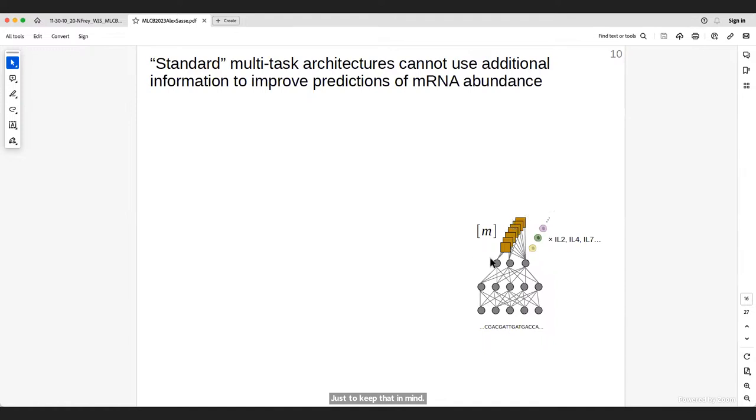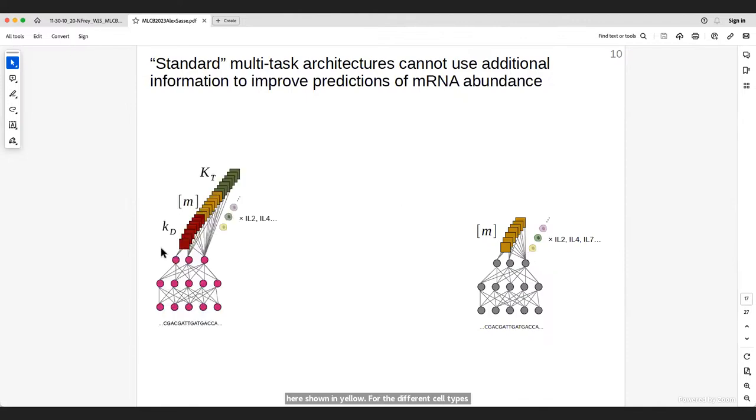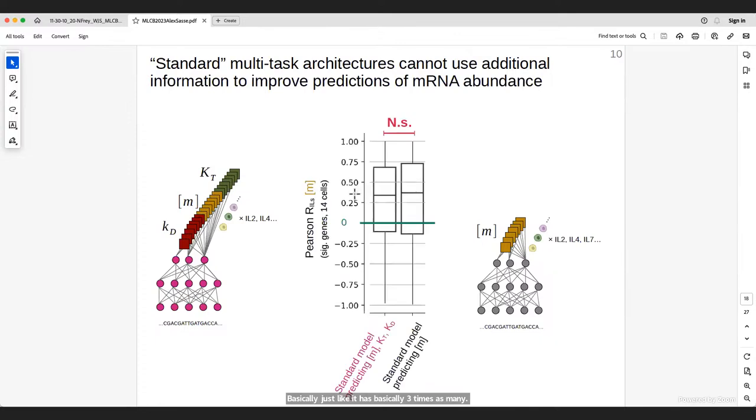When we started modeling this with a standard multitask model, just modeling the expression values shown here in yellow for the different cell types under different conditions, we compared it to a standard multitask model that was expanded by these new data modalities that I just presented to you. So it has three times as many outputs as the original model. However, when we compared the performance, again the correlation across different interleukins, against the standard model that only had the expression values, we saw that there was no difference at all. So these new data modalities didn't help us at all in this setting with our predictions.